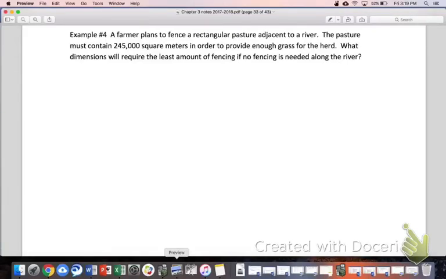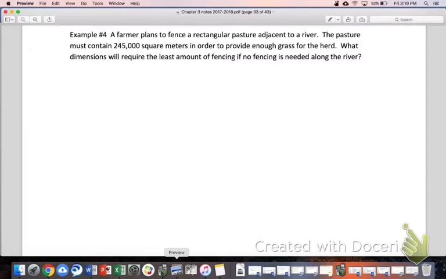We're going to be working on example number 4. This is the final example in section 3.7, and as you probably remember, we're working on optimization, also known as finding maxes and mins. Let's do this in chunks.